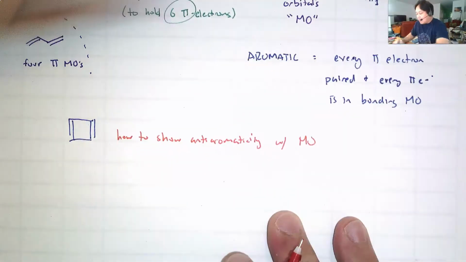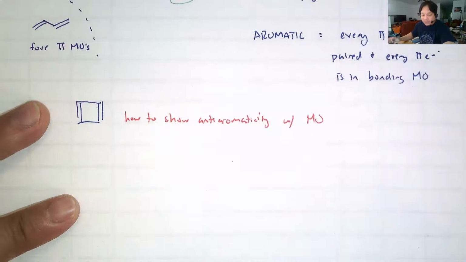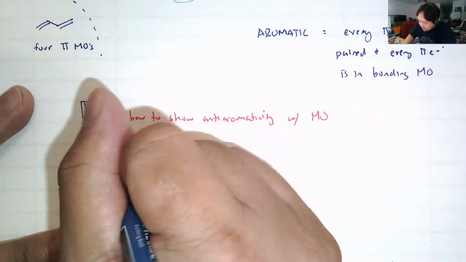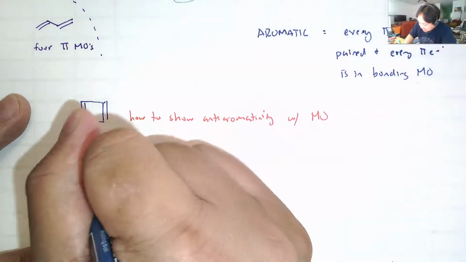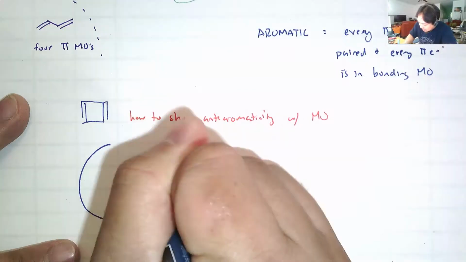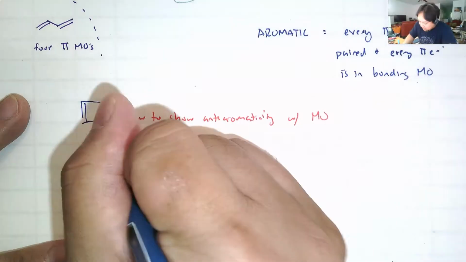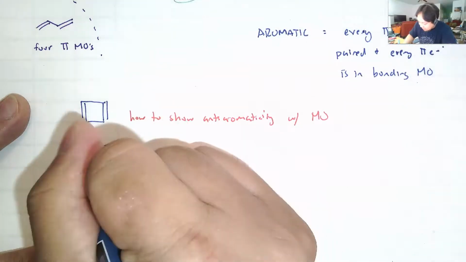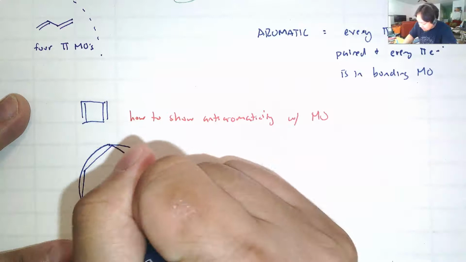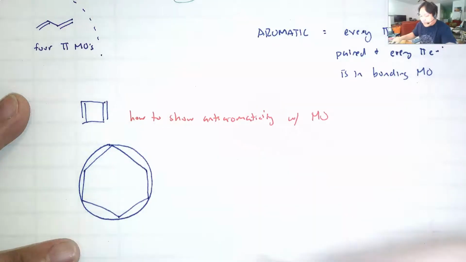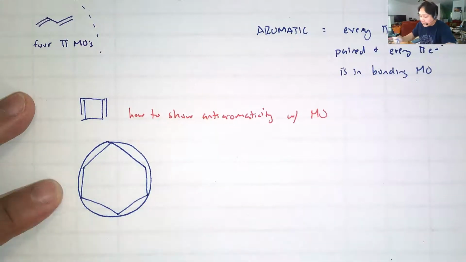Okay, we're going to use what's called a frost circle. The frost circle for benzene looks like this. You're going to try to encapsulate your polygon in a circle, and wherever it touches the circle, that's an energy level.